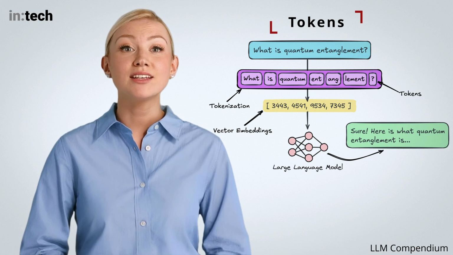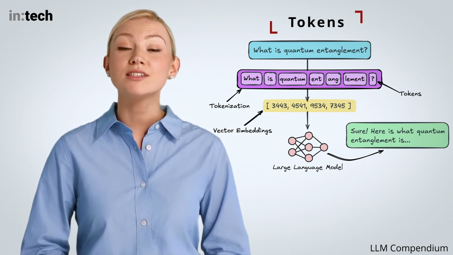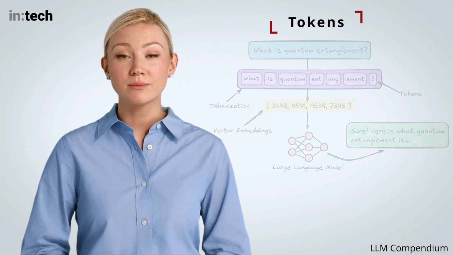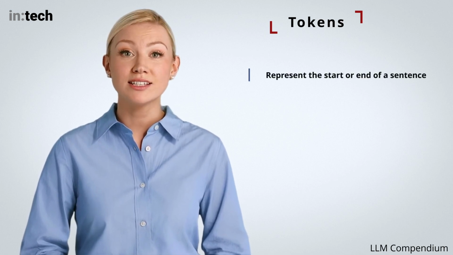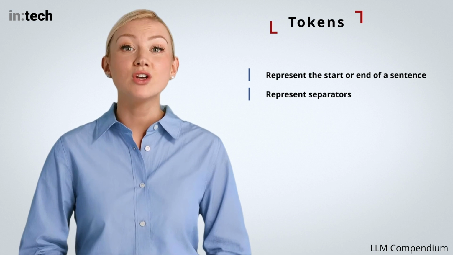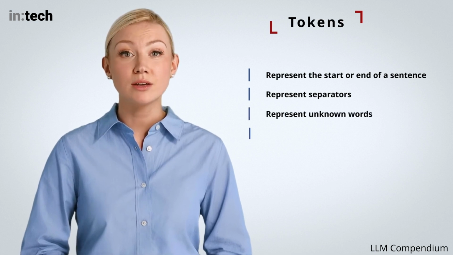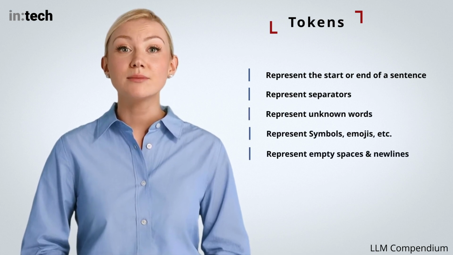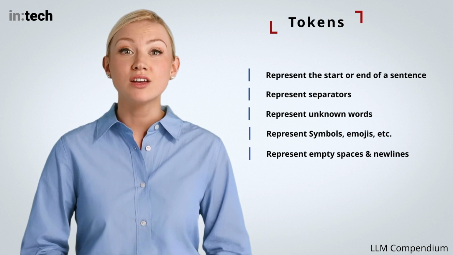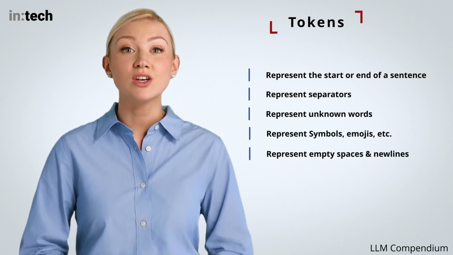These tokens can be individual characters, words, or parts of a word, which is why we use a different term for these blocks. Here are some key differences between words and tokens. Some tokens have special meaning, like representing the start or end of a sentence, sentence separators, unknown words, or special symbols like emojis. Empty spaces and newlines are often discarded or are grouped together in a single token.